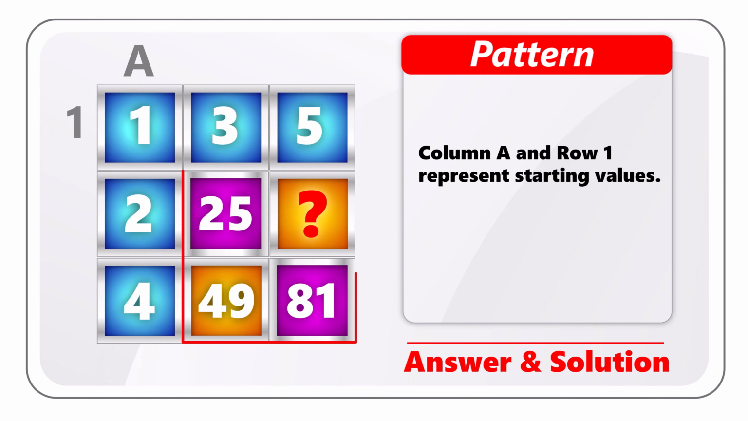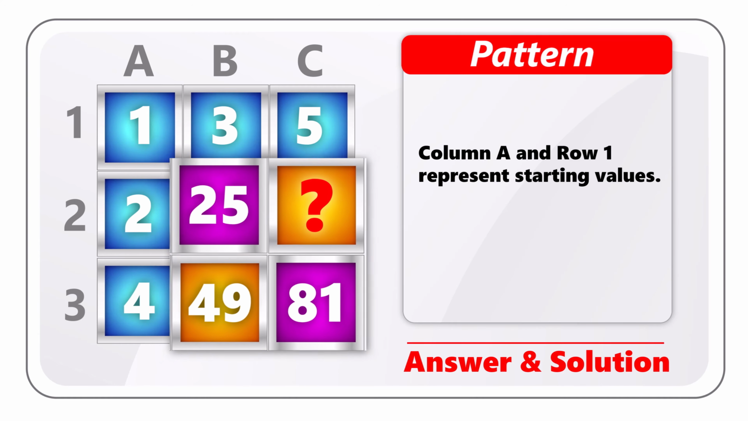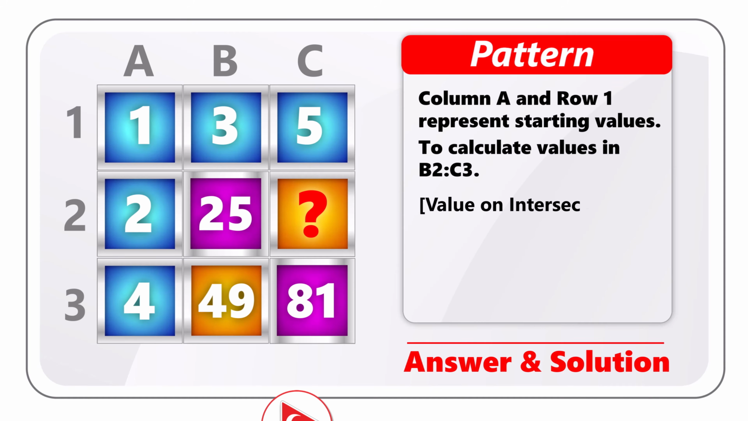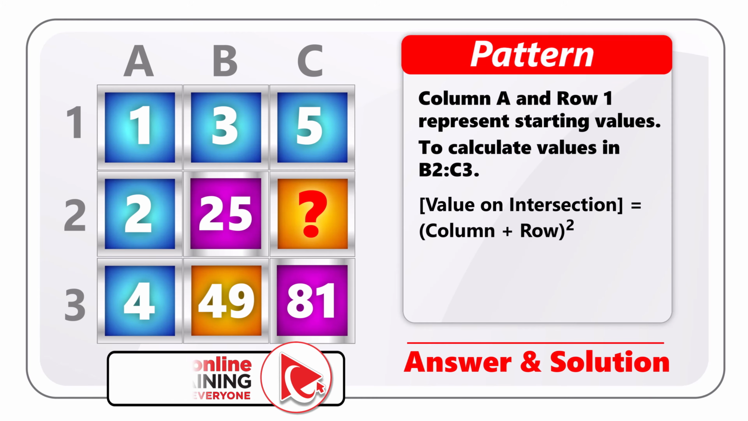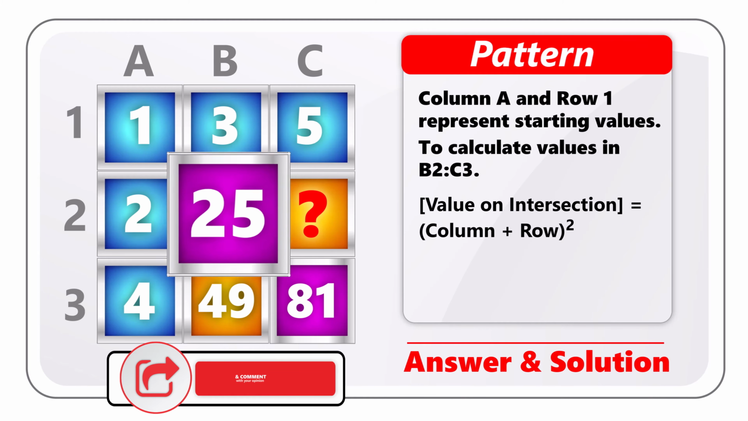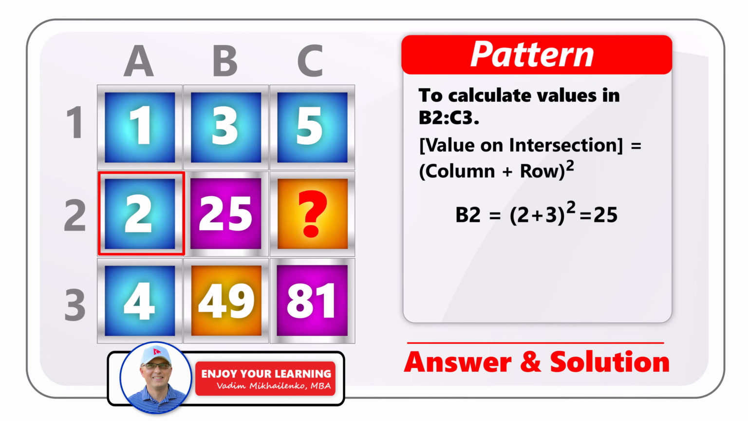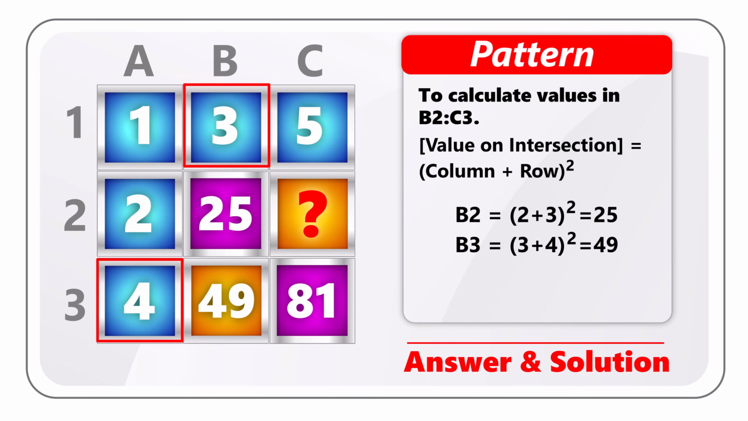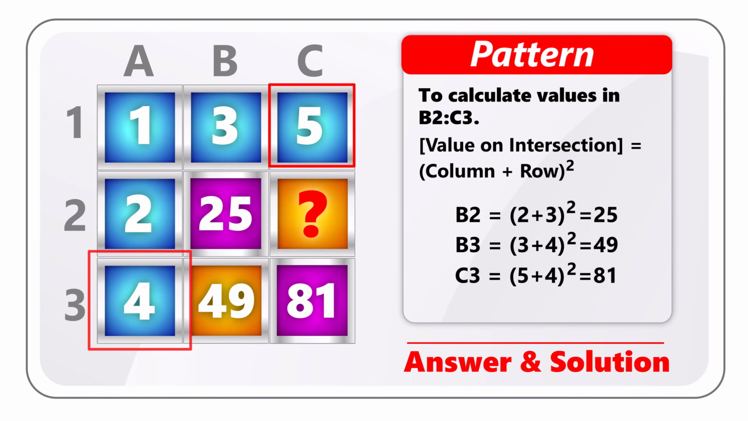The values in the range of B2 through C3 are calculated values, and the value at the intersection of a column and a row is calculated as the sum of the column and row starting values, squared. Let's look at the examples. Value B2 is calculated as the sum of 2 plus 3, which is 5, squared, which equals 25. The value in cell B3 is calculated as 3 plus 4 squared, which is 49. And the value in the cell C3 is calculated as 5 plus 4 squared, which equals 9 squared, which equals 81.